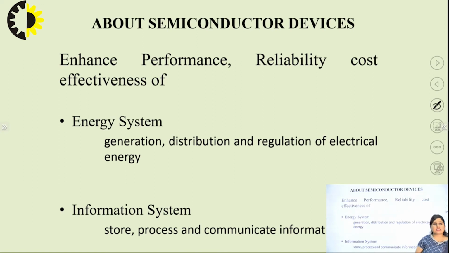What is an energy system? An energy system is the generation, distribution and regulation of a particular energy. The second one is the information system. It can process, store and communicate information inside the particular crystal or the particular arrangement of the atoms. So it can easily store, process and communicate information. So semiconductor devices have vast applications.